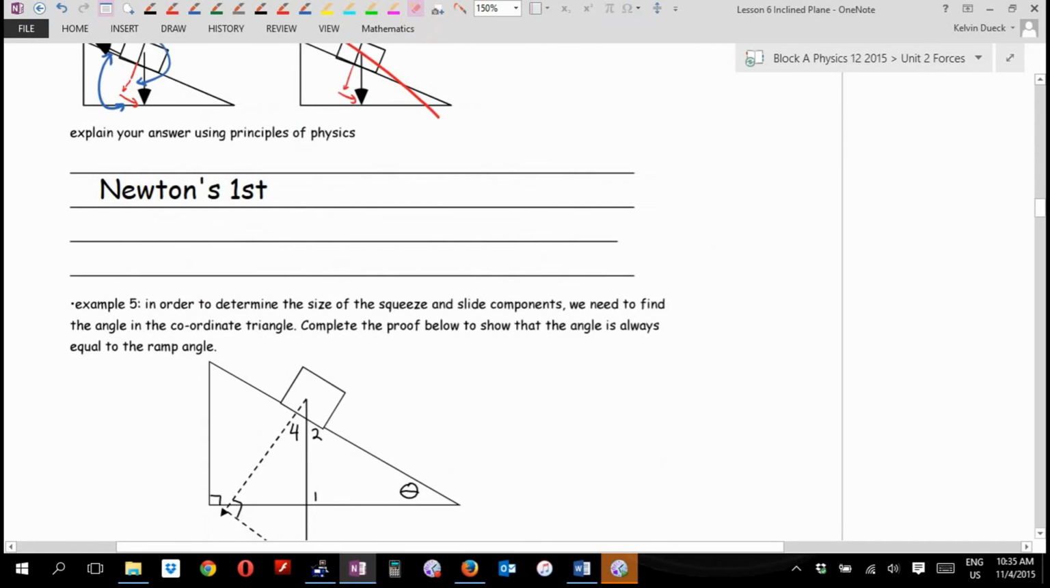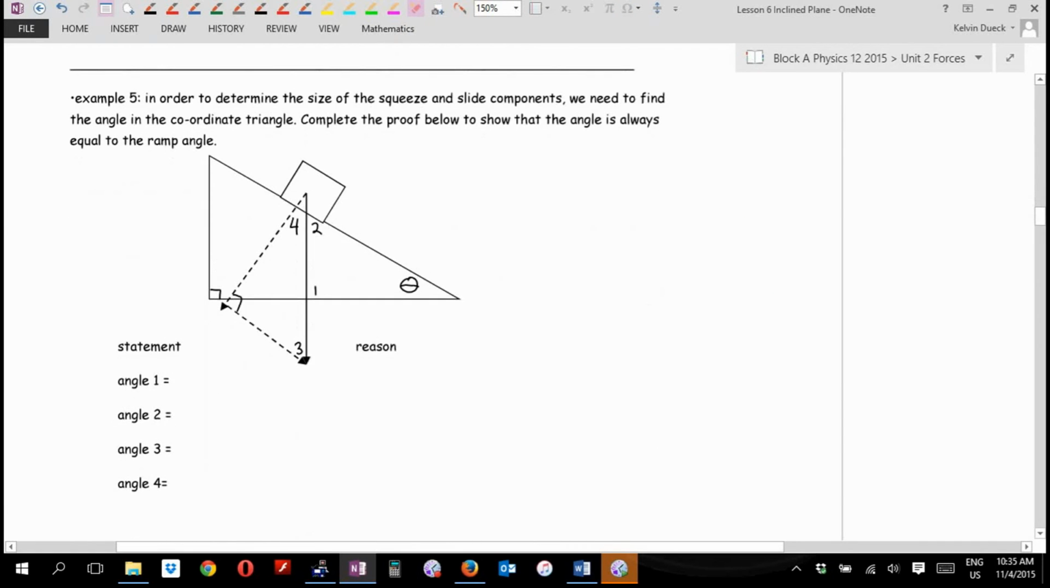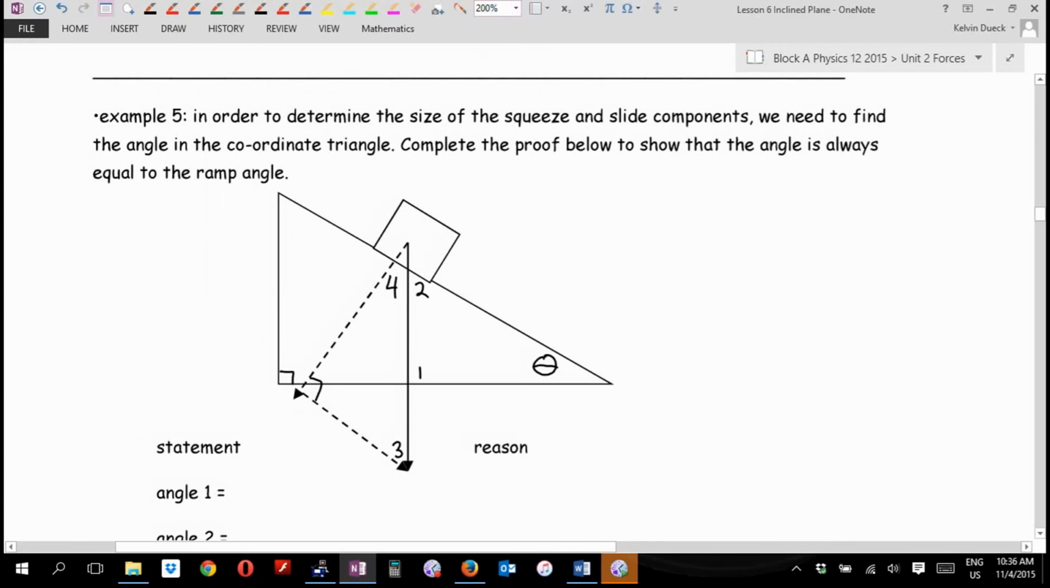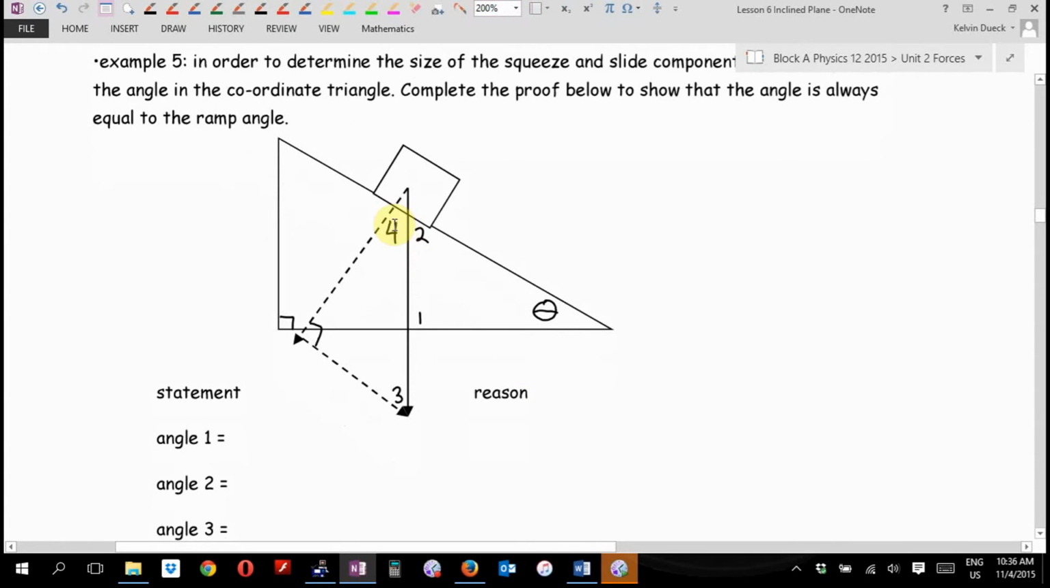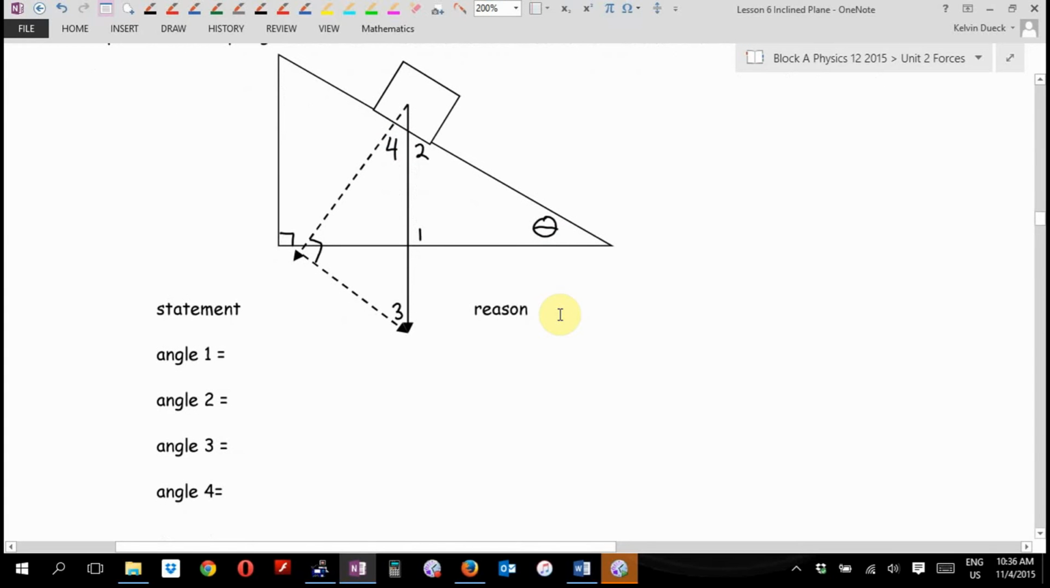So here's what it says. Example 5. In order to determine the size of the squeeze and slide components, we need to find the angle. I'm going to walk through this proof once, and then we're just going to memorize where the angle is, because it's a tiring proof. It says, complete the proof below to show that this angle right here is always equal to this angle. Okay, let's see if we can.